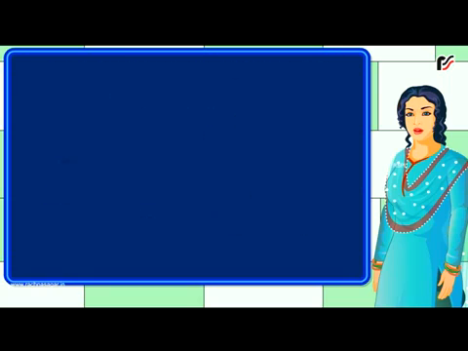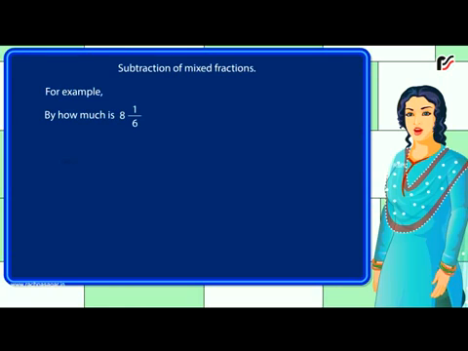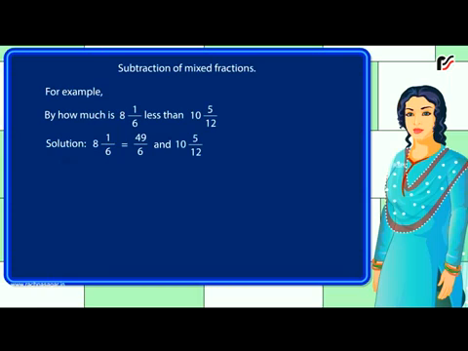Subtraction of mixed fractions. For example, by how much is 8 1 by 6 less than 10 5 by 12? Solution, 8 1 by 6 is equal to 49 by 6 and 10 5 by 12 is equal to 125 by 12. The LCM of 6 and 12 is equal to 12.